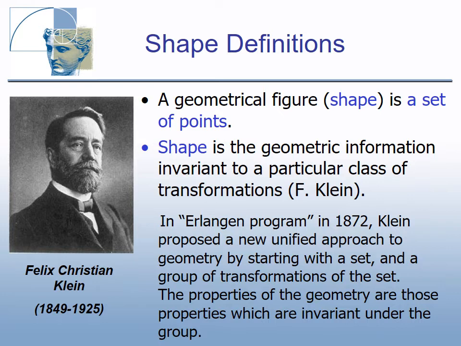Thus, he gave two definitions important for us. A geometrical figure, shape, is a set of points. Shape is the geometric information invariant to a particular class of transformations. For example, for Euclidean motions, it's translation and rotation. The distance between points is invariant.